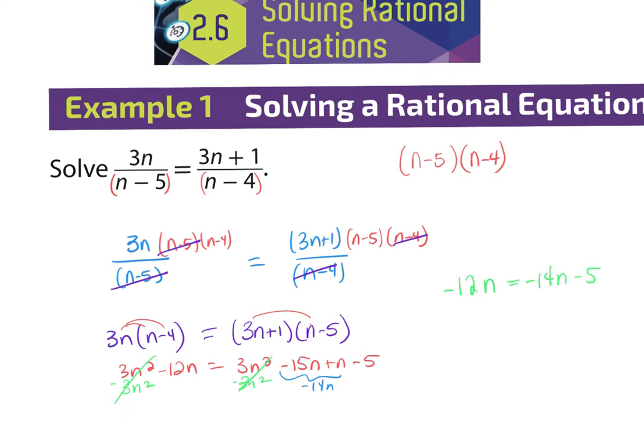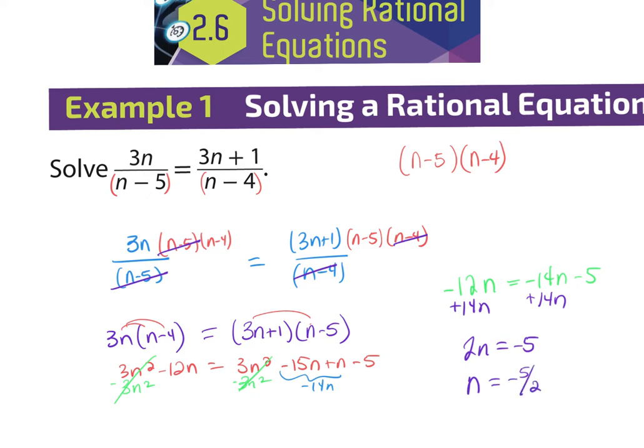Now I'm in a situation where I can just solve for n. I don't even have to worry about a quadratic. My quadratic piece canceled. So add 14n, add 14n. We get 2n equals negative 5. n equals negative 5 halves.